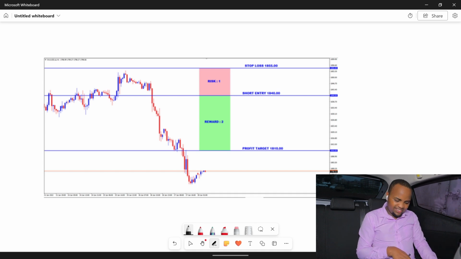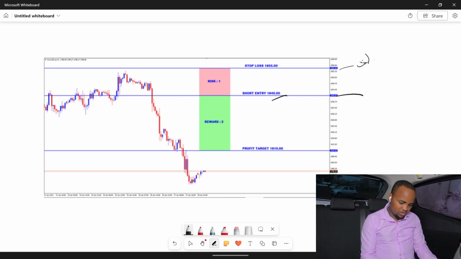Now we have this chart. This is a market that was in a downtrend, and the entry we are waiting for is to short this market when the price comes to the level of 1840. So when the price comes here, I'm going to be selling. That is what this chart says, and the stop loss is placed around this area. This is the stop loss and this is the target profit.